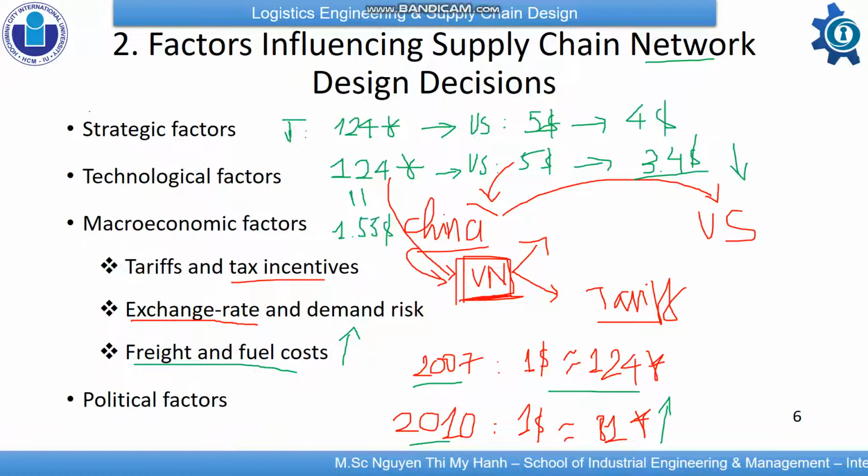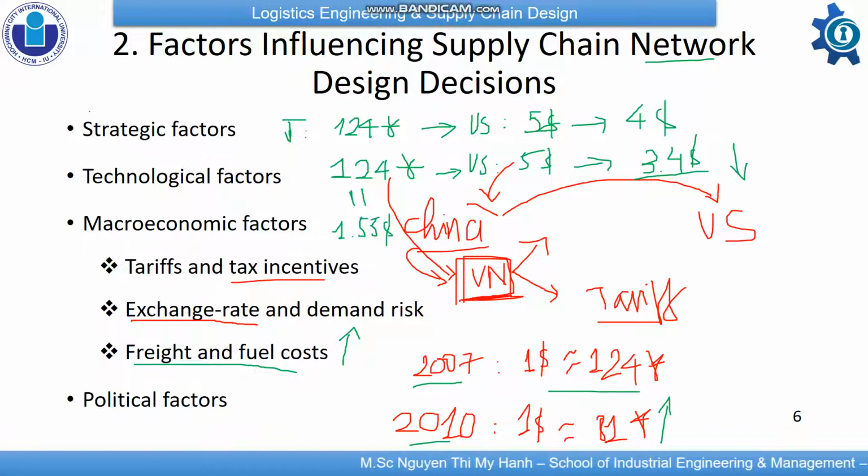So they have to consider how they should design their network, where they should put elements like factories or distribution centers when there is a fluctuation in the transportation cost. So all in all, when we design the supply chain network, the company has to consider the fluctuations in exchange rate, demand, freight, and fuel cost.